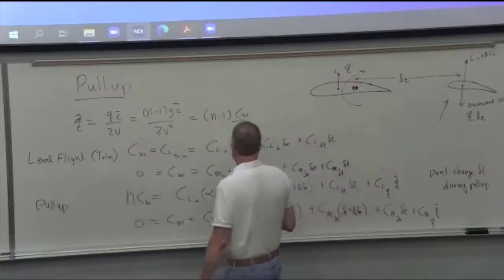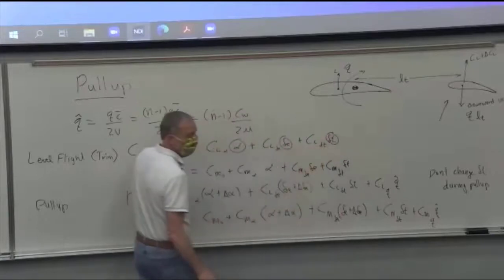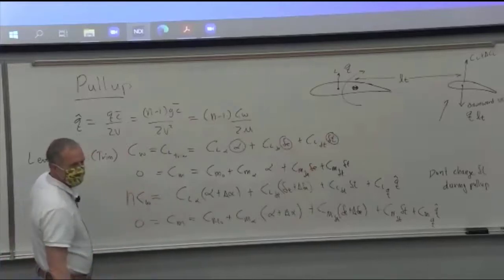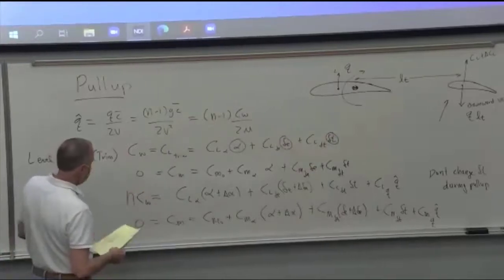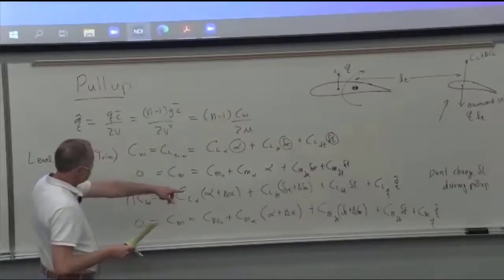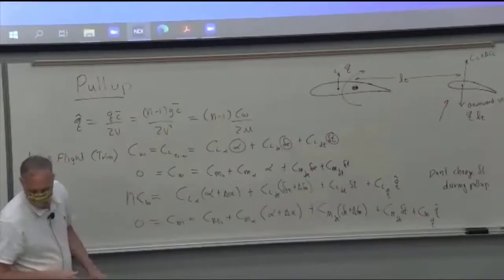All right, so we already know alpha trim, elevator trim, and the trim tab, because we know how to do that already. So we want to get delta alpha and delta delta E. We're going to subtract the top set from the bottom set, and that's going to give us equations that we can solve for the extra elevator and angle of attack.